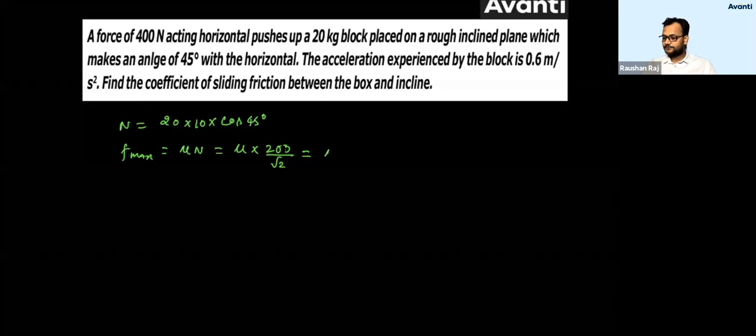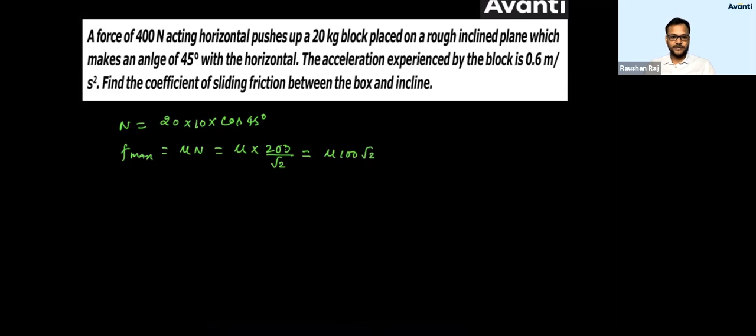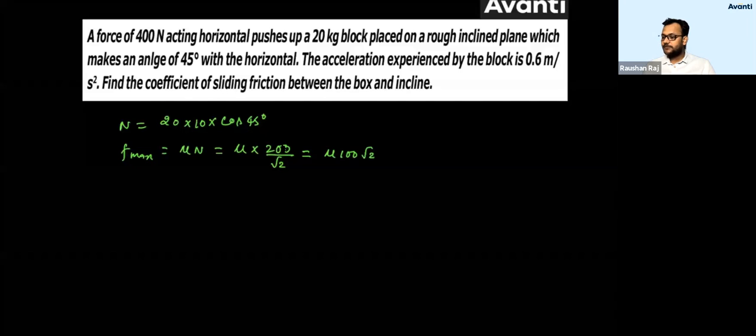So mu into 100 root 2 is the f max value. Anyway, the acceleration experienced by the block is 0.6 meter per second square. So what is happening, students: a force of 400 Newton acting horizontally pushes the block up. Acceleration upward experienced by the block is 0.6 meter per second square.